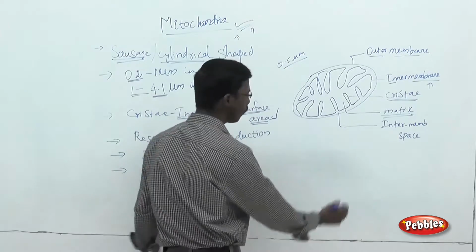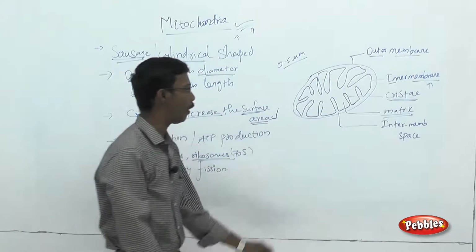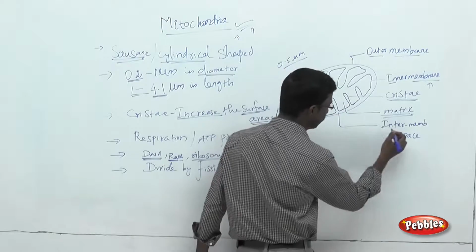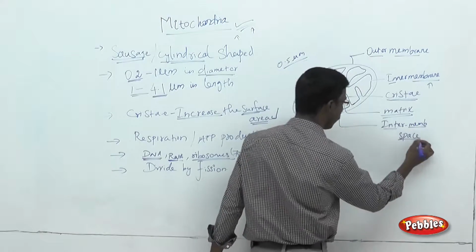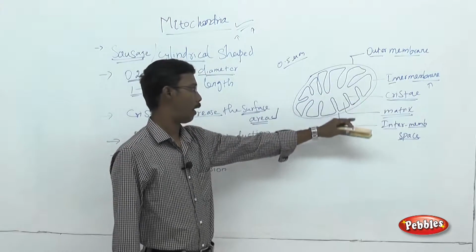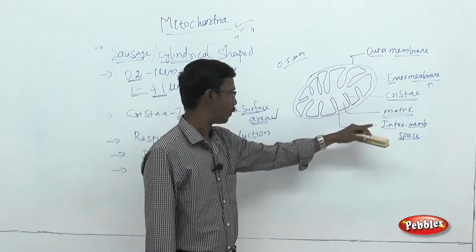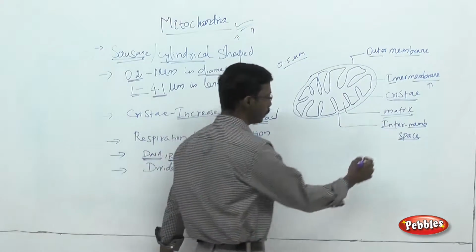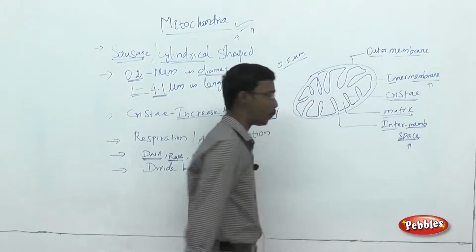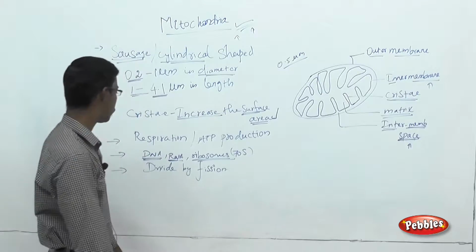I told you there are two membranes, the outer membrane and the inner membrane. There is a space in between them called the intermembrane space. Both membranes have their own proteins and enzymes, and the intermembrane space also contains some enzymes. All these enzymes participate in respiration, or ATP production.